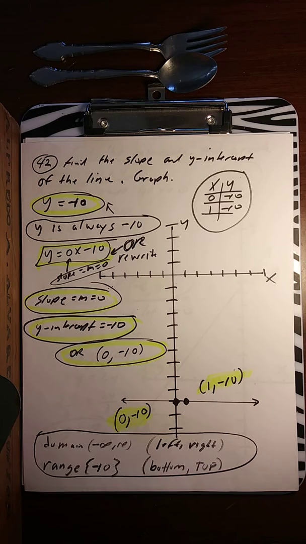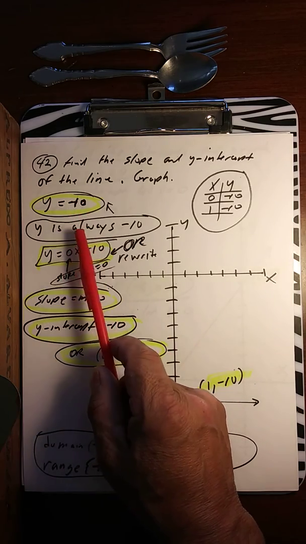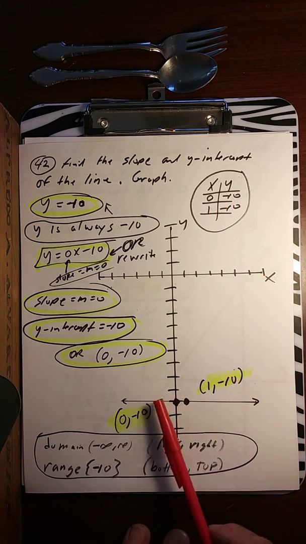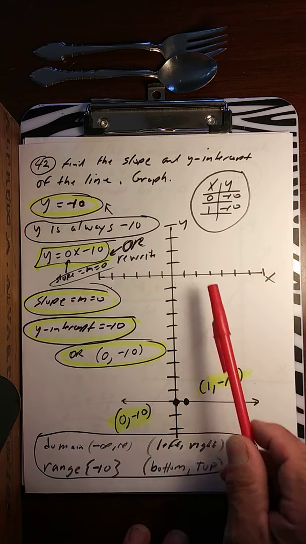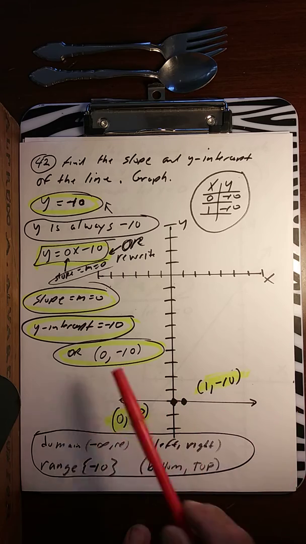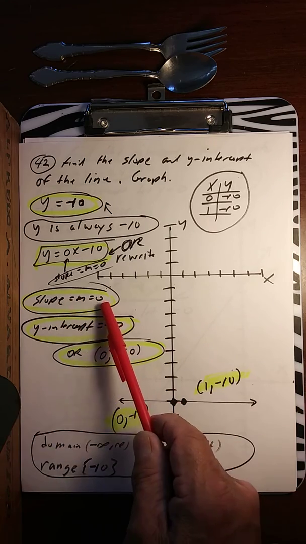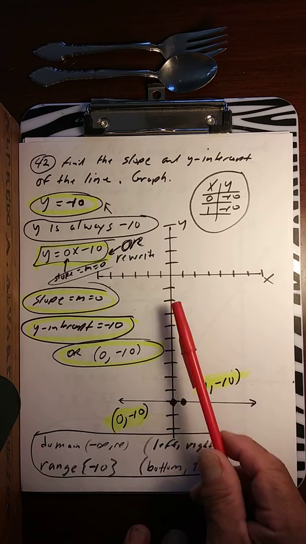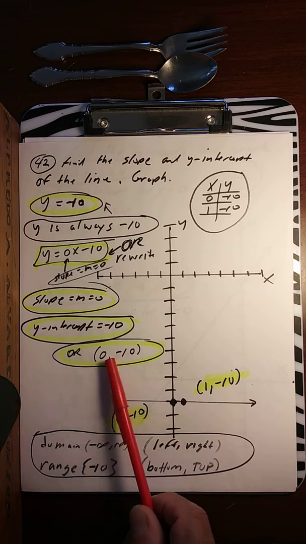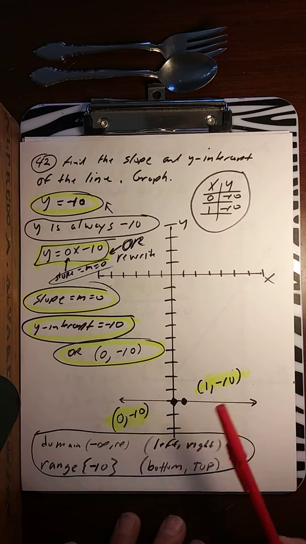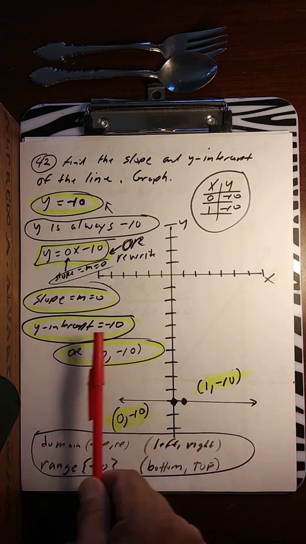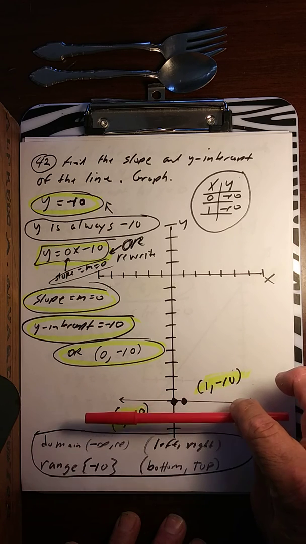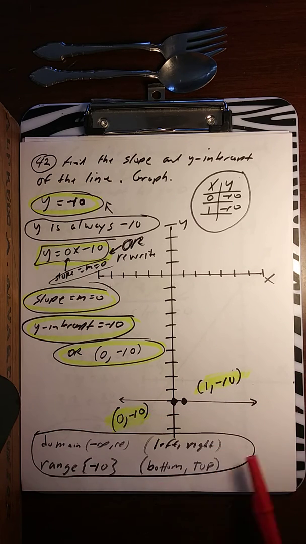Find the slope and y-intercept of the line. Y equals -10. Y is always -10. So you can put 0, -10 and 1, -10. If I draw that, it's going this way. The slope of this line is 0. And the y-intercept is -10, right there, or 0 and -10. Domain is -infinity to infinity, left and right, all real numbers. And range is just -10. That's it. Doesn't go anywhere.